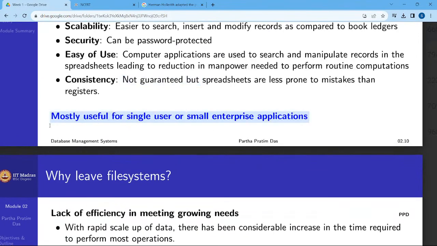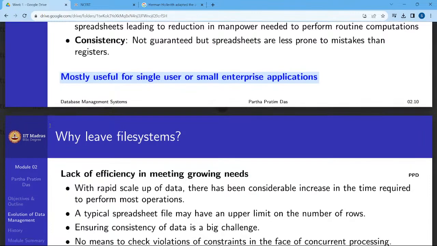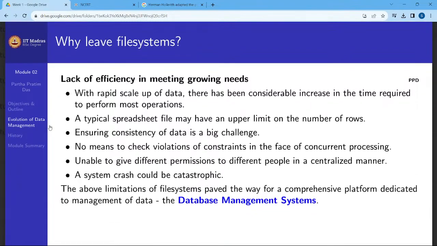This line is really important to throw in the face of someone who does this: a spreadsheet is only good for a single user or small enterprises. Why leave the file system?